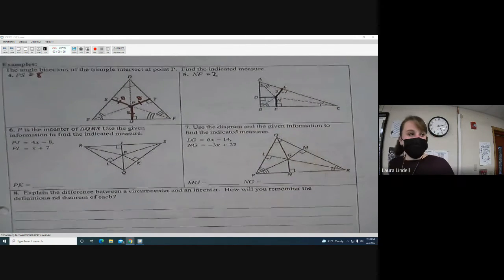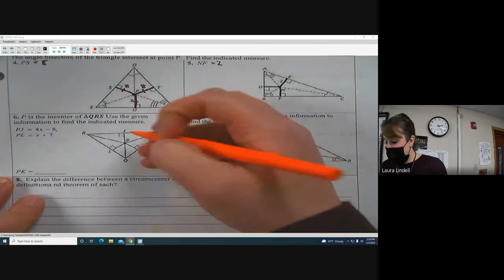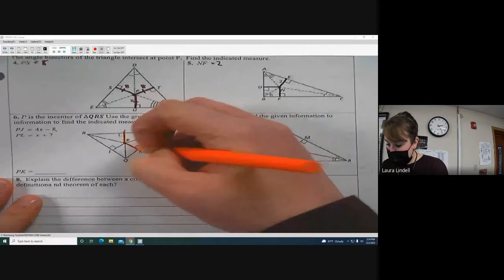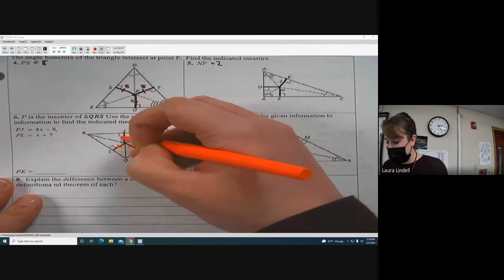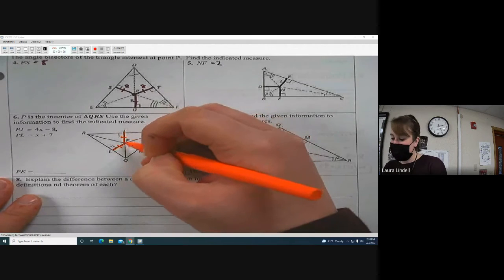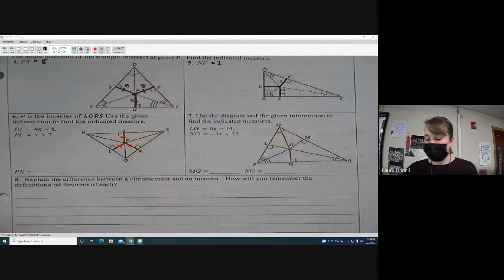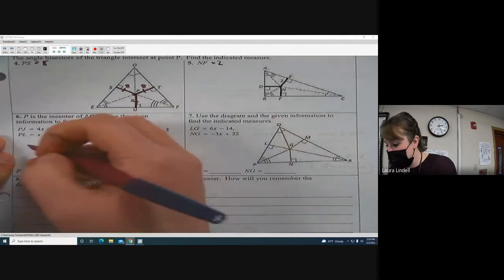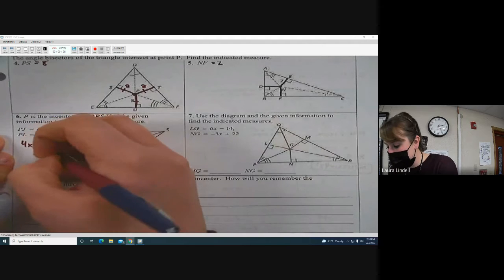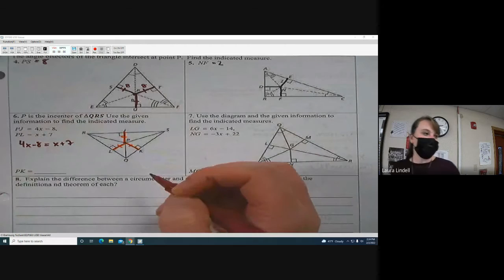All right, number 6, we step it up a little bit again with adding some algebra to the mix. But still, P is the incenter, so all three of these will be the same. We are told what PJ and PL are. What I need to do with those is then set them equal to each other. 4x minus 8 equals x plus 7, and solve for x.